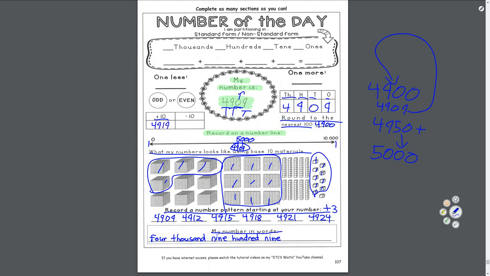4,919. Take away 10 because it's a 0. We can't go less than 0, so let's just do a quick calculation. 4909 take away 10. 9 take away 0 equals 9. 0 take away 1, can't do it. Borrow from the 9. 9 turns to 8. 0 turns to 10. 10 take away 1 equals 9. Drop the 8. Drop the 4.